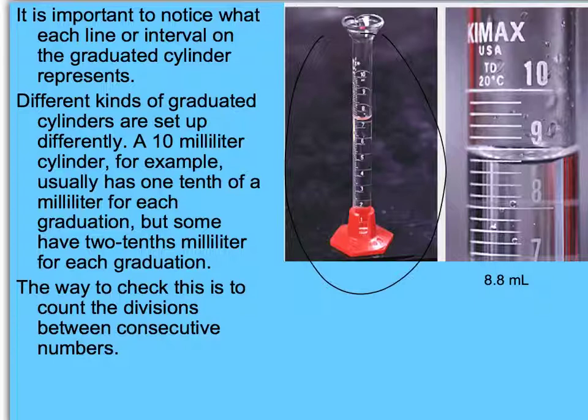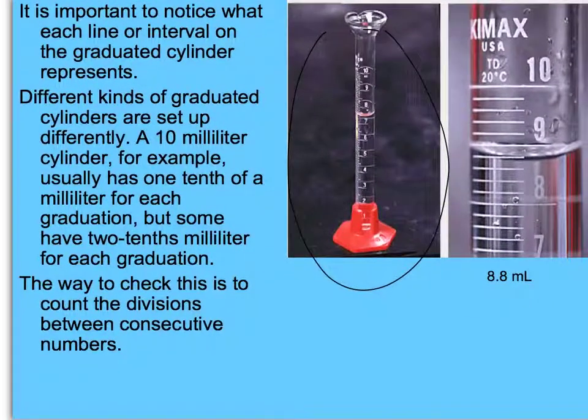So you just need to look and check how many lines there are, and then count the divisions between consecutive numbers. So if between 2 here and 3, there's 10 little marks, then you know that each one of those is 1/10 of a milliliter. So within the 1 milliliter span, there's 10 marks.